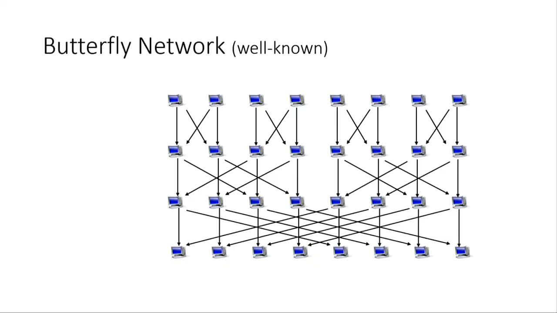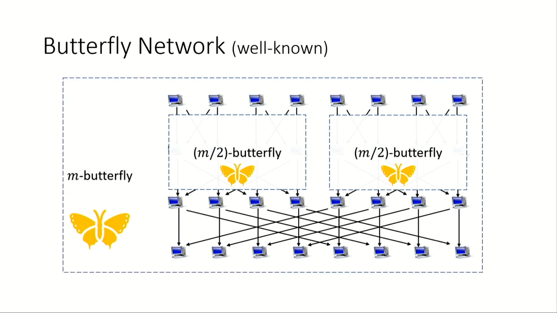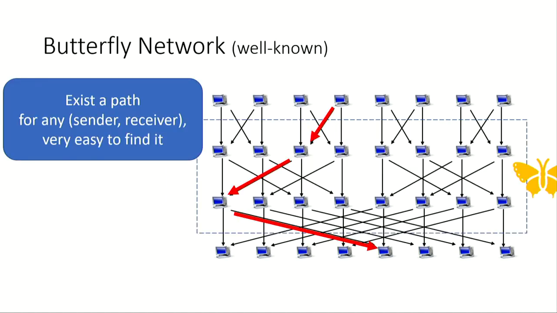To construct this routing algorithm, we use a well-known network, the butterfly network. The construction is very simple. It's just a recursive construction. You put two copies of the butterfly network of half the size, and then for every pair of nodes in the two halves, we switch the corresponding pair of nodes, and that's already a butterfly network of double the size. This butterfly network has a very nice property that for any pair of input and output, there exists a very easy to compute path in this graph.